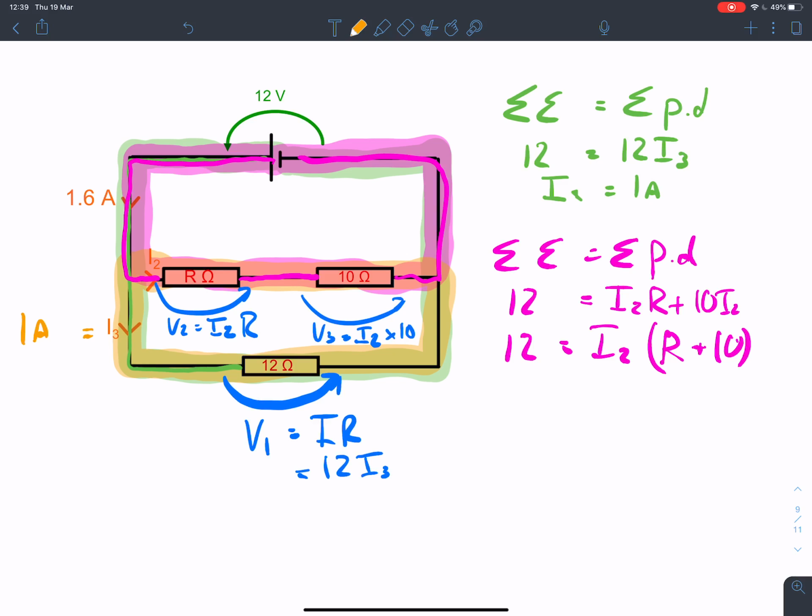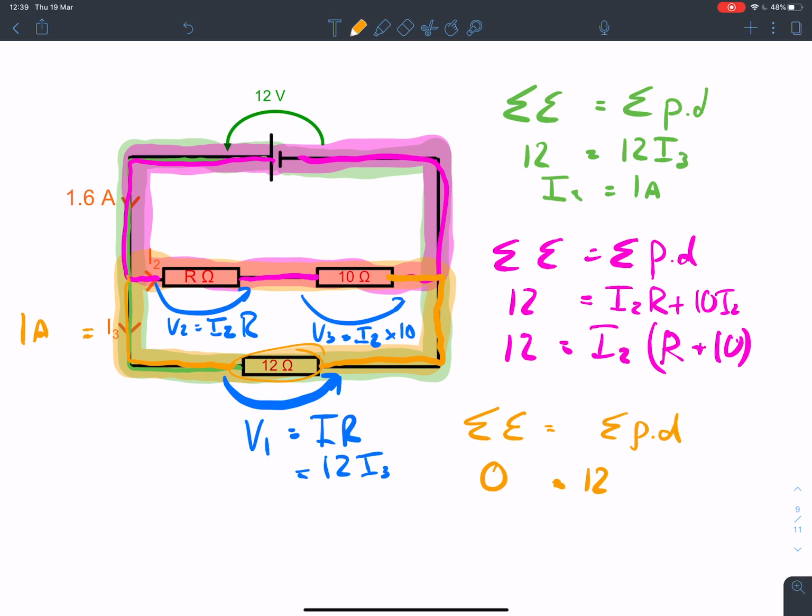Let's stick with the same direction, this way around the circuit. Sum of my EMFs equals sum of my potential differences. Here we can see 0 EMFs. So let's follow this around. V1, this resistor, what are we going to get to here? We know that I've got 12I3, and so my potential difference across this one will be 12 volts, because I3 equals 1.